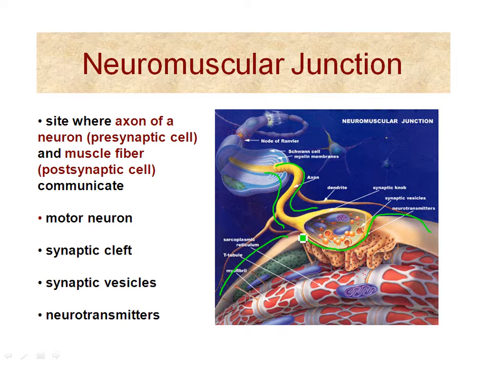But within that end plate, that motor end plate, or the axon terminal, whichever term you use, of the motor neuron, you can see there are tiny little balls in there. Those balls are vesicles that contain neurotransmitters. A neurotransmitter is a chemical messenger that is made in a neuron, stored in a neuron, and secreted from that neuron where it causes something to happen on the next cell, which would be the postsynaptic cell. So within the vesicles we have here at the axon terminal of this motor neuron is the neurotransmitter acetylcholine.